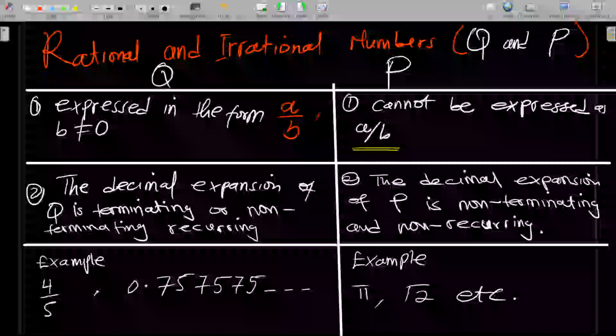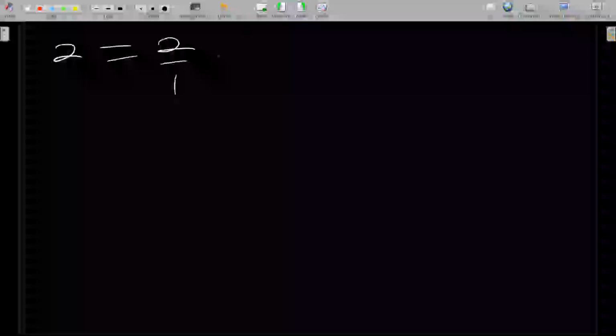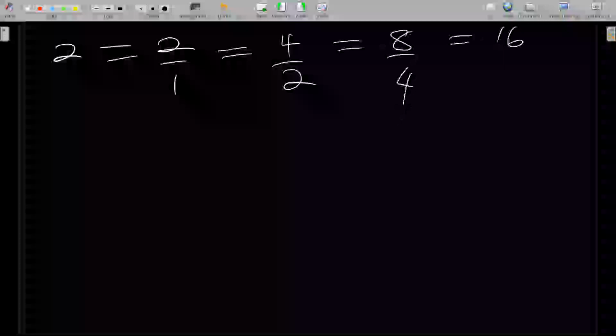Let me pick an example and show you why I'm saying this. An example of a rational number is any fraction, let's say 2. 2 is a rational number, and this is the same as 2 over 1. I can also find whole numbers that, when I divide, give me 2. I can write this as 4 over 2, which is the same as 2, and the same as 8 over 4, 16 over 8. You can think of plenty of values. So 2 is a rational number because it can be represented in the form a over b.